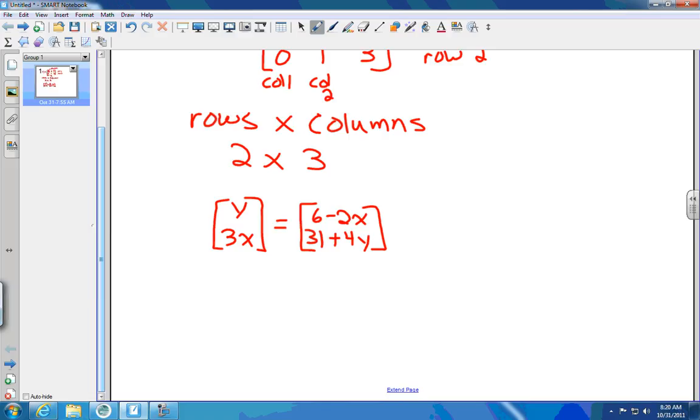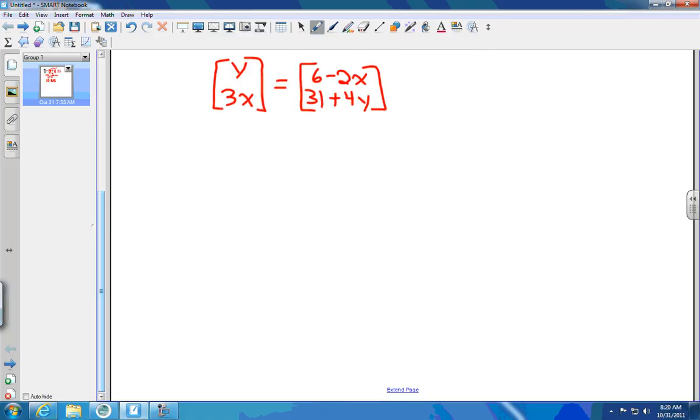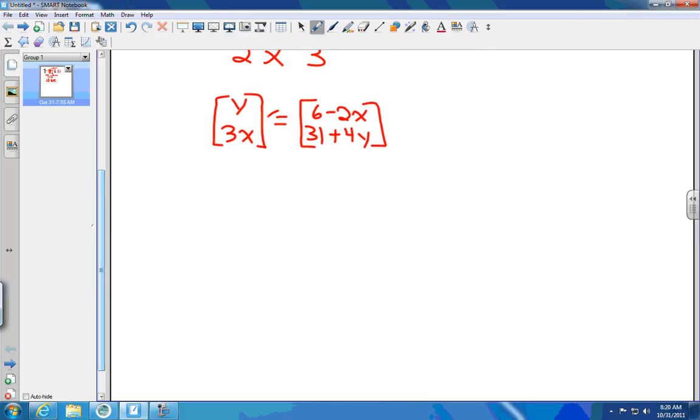So again, as an introduction, all they're saying here is if these 2 matrices are equal, and it says that they are, then you can set each element equal. So you can set this one, the y, equal to the 6 minus 2x, and you can set the 3x equal to the 31 plus 4y. So if they tell you they're equal, you can set the corresponding elements equal to each other. So what do we have there?